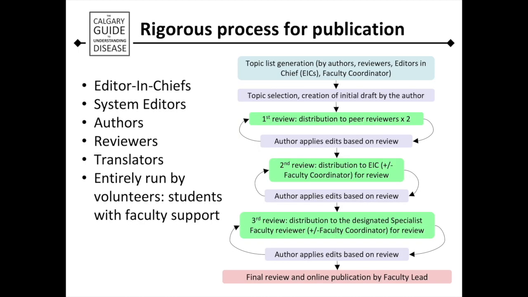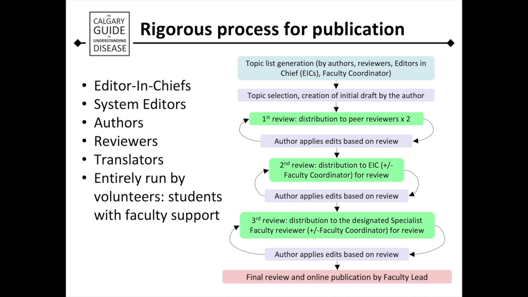So to start off with, let me introduce you to the key components of the Calgary Guide team. Our team is composed of editors-in-chief, usually 3 a year, system editors, which are responsible for each of the systems like cardiology and respirology. We have authors, we have reviewers, we have translators, and the whole process is entirely run by volunteers. So we have students that author and review and translate. We have student editors-in-chief, we have student system editors, and it's all supported by faculty members who are licensed physicians at the university in Calgary, Alberta, Canada.